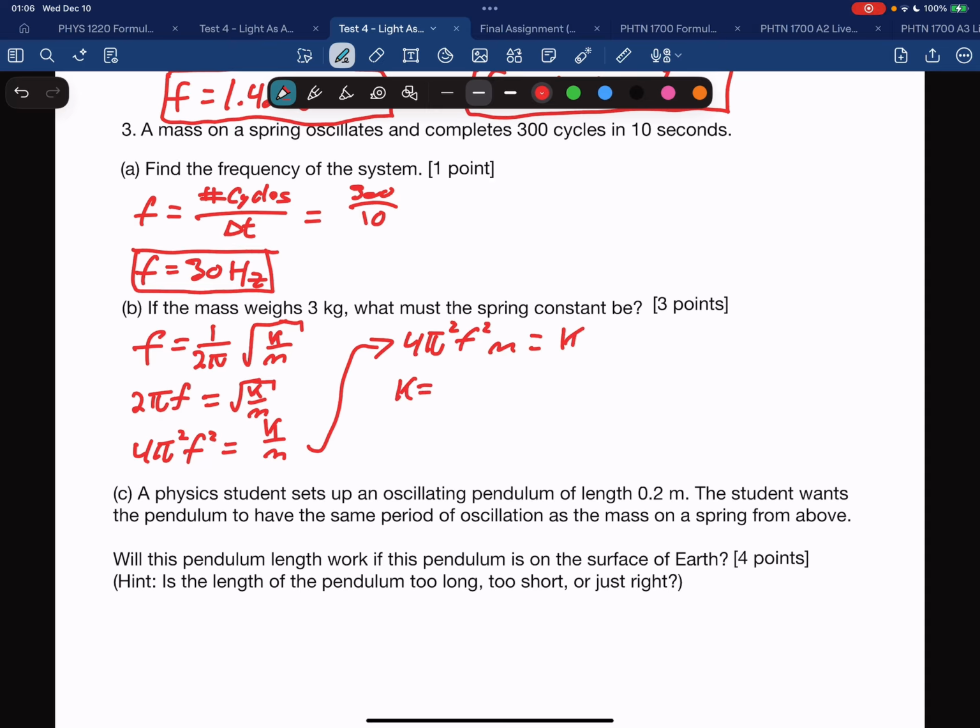Flipping it around and plugging in numbers, I get 4 pi squared. My frequency is 30 squared, and the mass, we're told, is 3. This gave me an answer of 106,592 newtons per meter. Very large spring constant here. Very, very large. Okay.